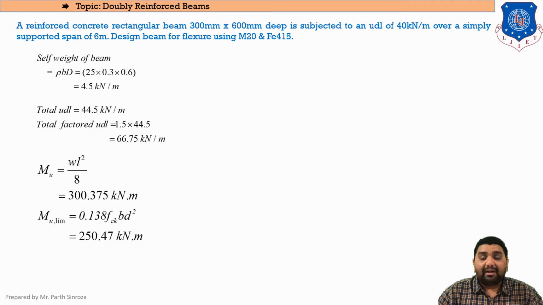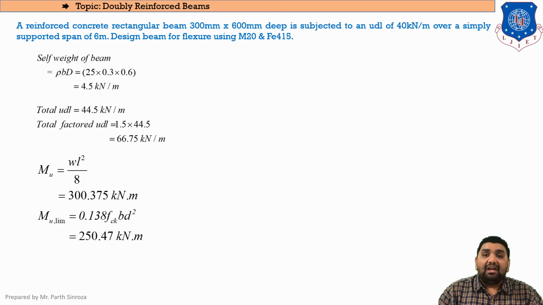Why WL square by 8? Because it is given in the question that the beam is a simply supported beam having a span of 6 meters. So solving it, we are getting the moment to be 300.375 kilonewton meter. Now we always need to prove whether the beam that we are designing is a singly reinforced beam or doubly reinforced beam.